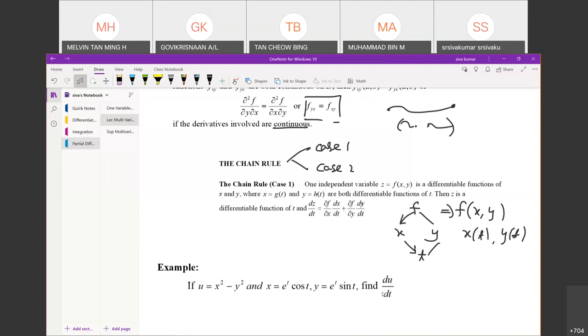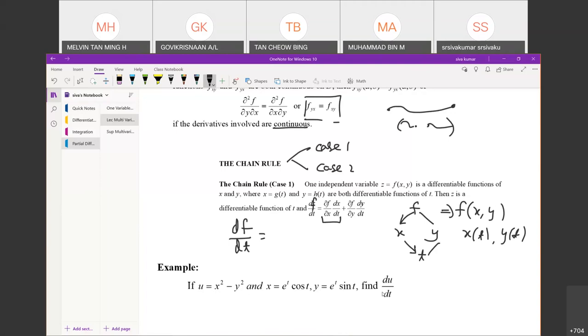Let me write df/dt. Sorry, dt. Don't worry about that z. I think it's wrong here. It's supposed to be f, del f to del t. The z is given here, but still okay, I can write it this way also.